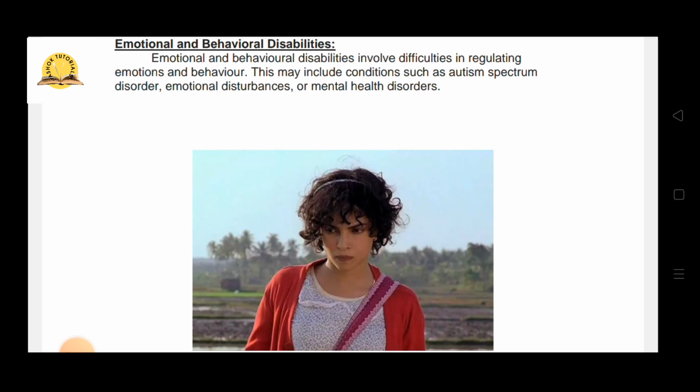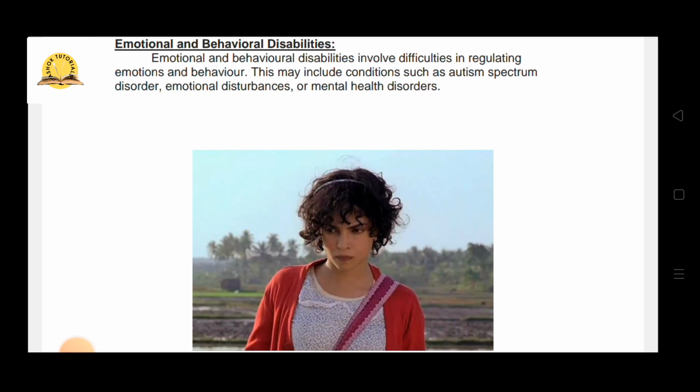And also behavior. Some of us have behavioral disabilities also, right? We do not know how to behave well in front of the teacher, in front of the students, in front of the parents, elders, friends. So that is also a problem. So here, one best example given for emotional and behavioral disabilities is autism.